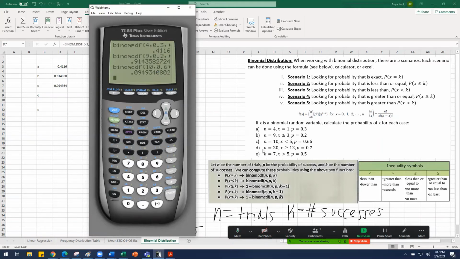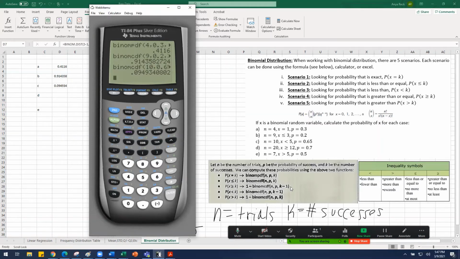Option D. N value is 20. We have the X value is greater than or equal to 12. The P value is 0.7. So go to the table. X is greater than or equal to a number. You have to do 1 minus the binomial cumulative distribution NPK minus 1.